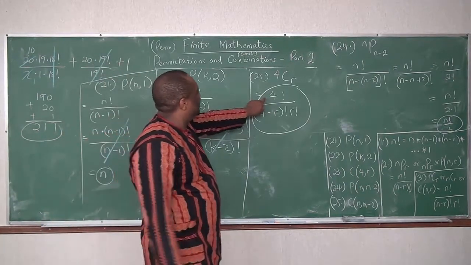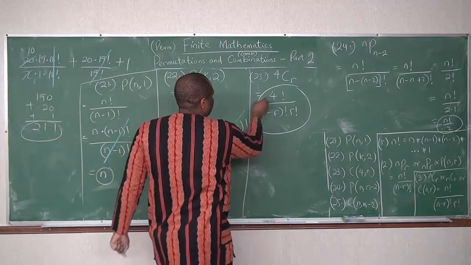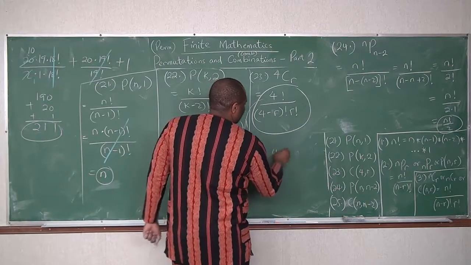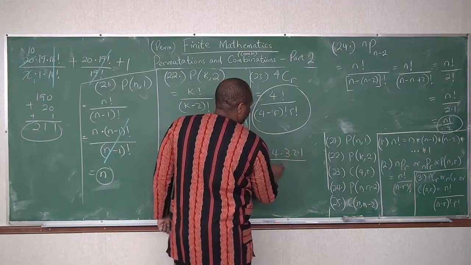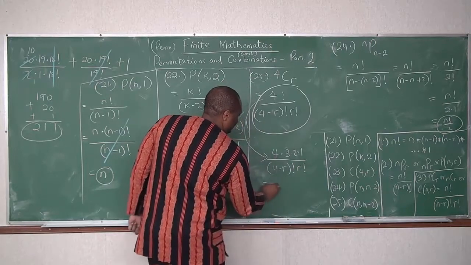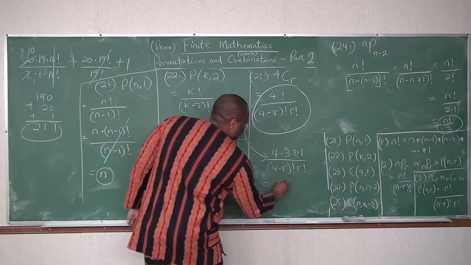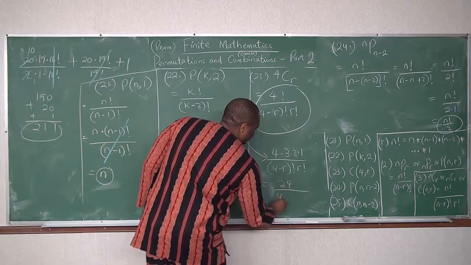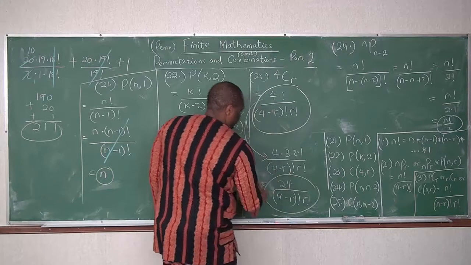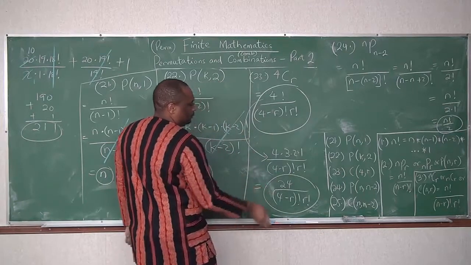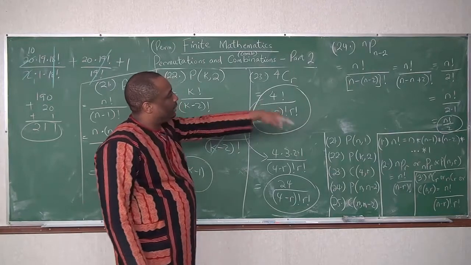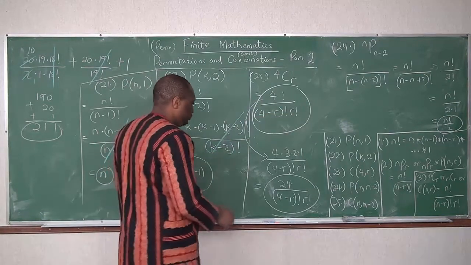And if you want, you can also call this, 4 factorial is what? 4 times 3 times 2 times 1 over (4 minus r) factorial. So this can be 4 times 3, 12, times 2, 24 over (4 minus r) factorial. It's still okay. So n factorial over 2.